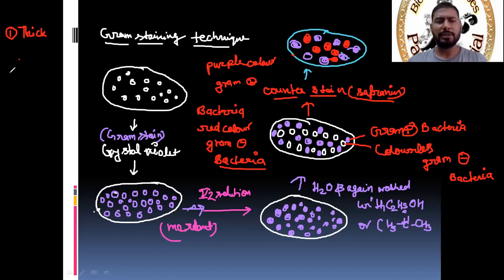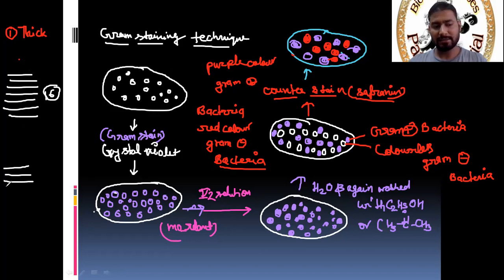Why? Just look. Because in the case of gram positive bacteria, the cell wall is very thick. It is made up of 16 layers. And in the case of gram negative bacteria, the cell wall is very thin, 3 to 4 layers. This is the major difference, so look carefully to make your concept clear.